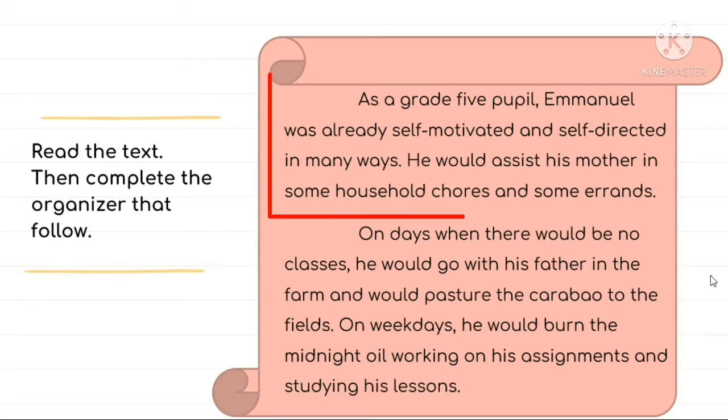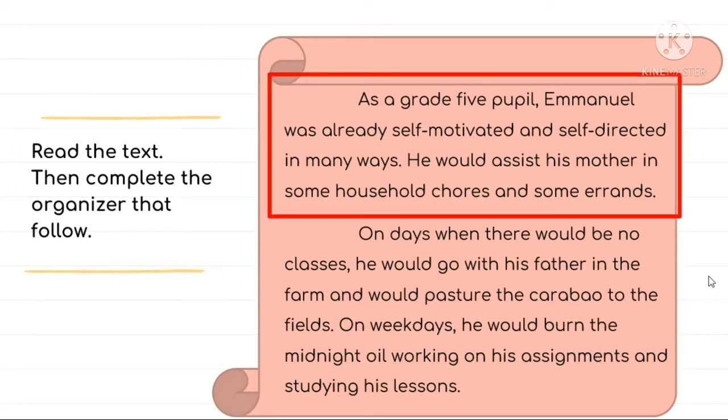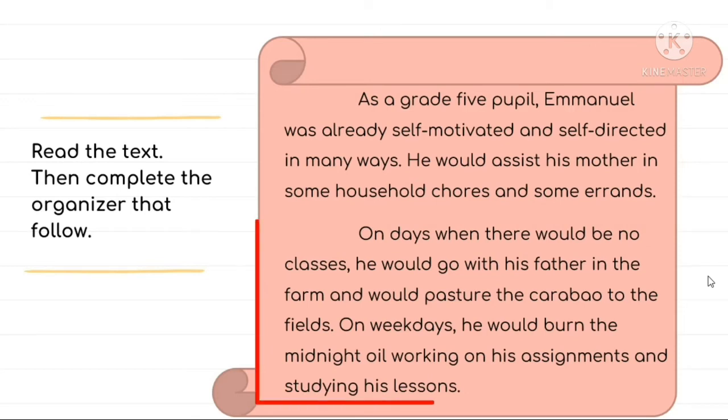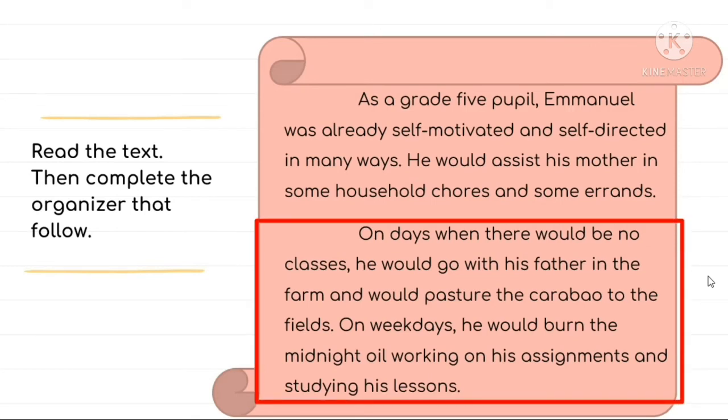As a grade 5 pupil, Emmanuel was already self-motivated and self-directed in many ways. He would assist his mother in some household chores and some errands. On days when there would be no classes, he would go with his father to the farm and would pasture the carabao to the fields. On weekdays, he would burn the midnight oil working on his assignments and studying his lessons.